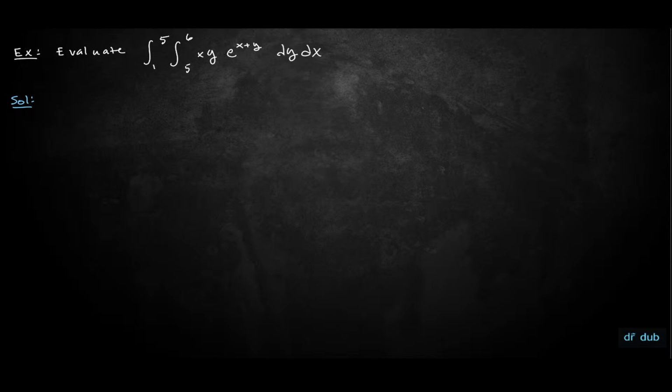So I think what I'm going to do is actually do some algebra first, because it's actually separable. After we do some algebra, we can see that it is separable. So x times y e to the x plus y is actually x times y e to the x times e to the y. So we can write this as x e to the x times y e to the y. So f of x y is separable.